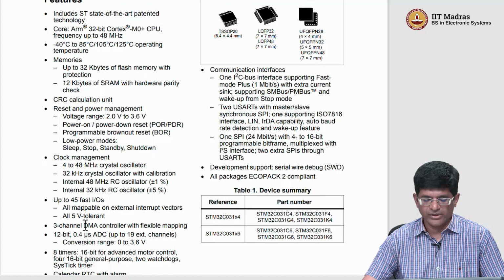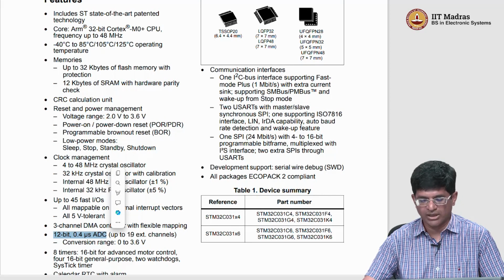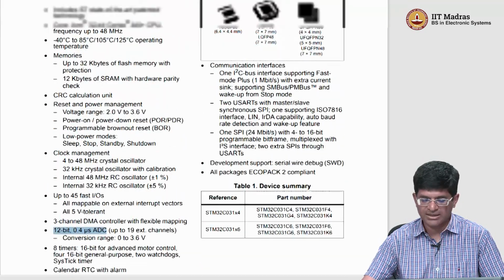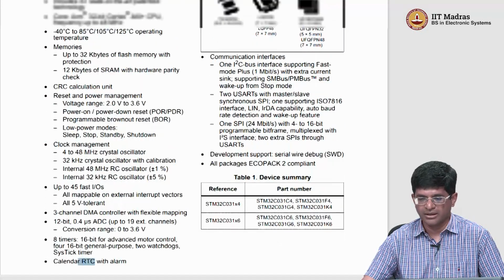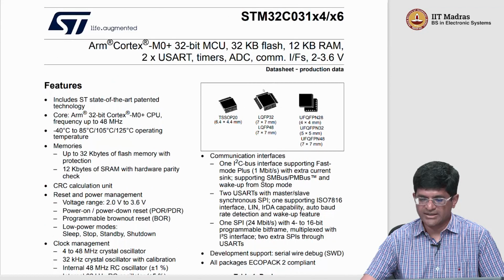There is DMA, which we will talk about later. There are also A to D converters, which can have up to 19 channels for conversion, right. There are timers, there is an RTC, what's called the real time clock, right, and the communication interfaces, the COM-IFs that was written up here.